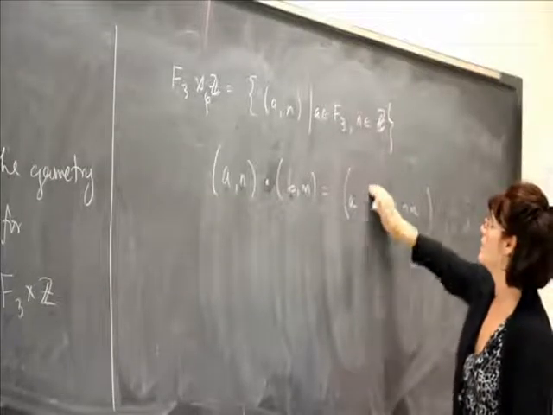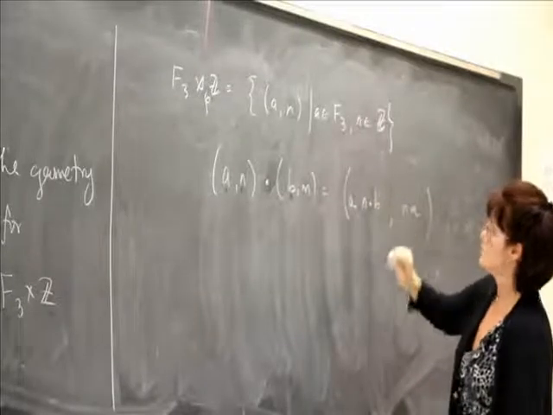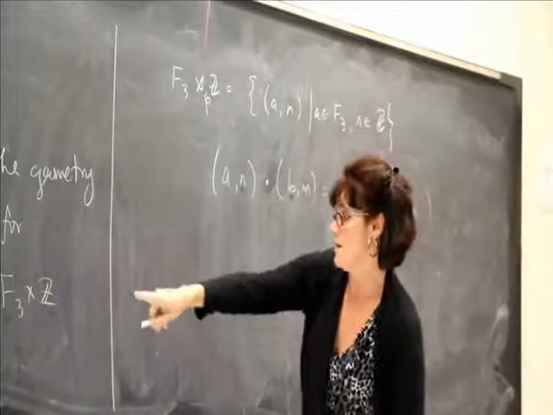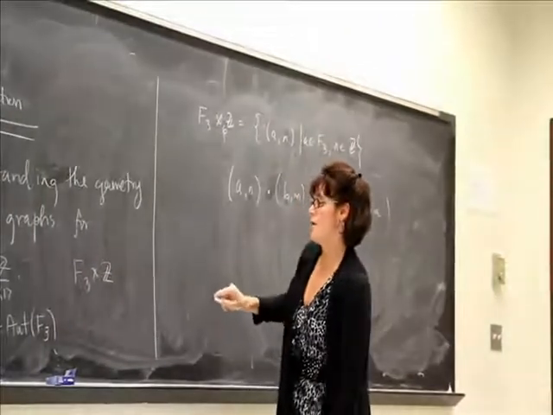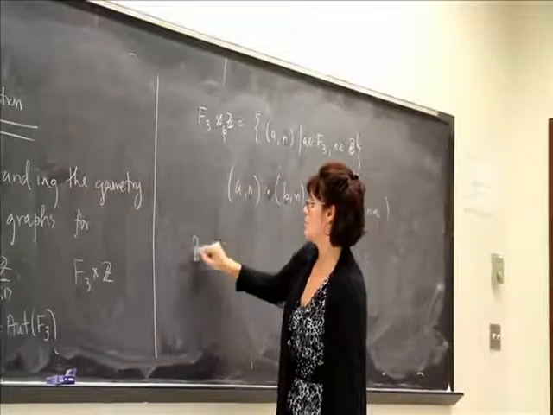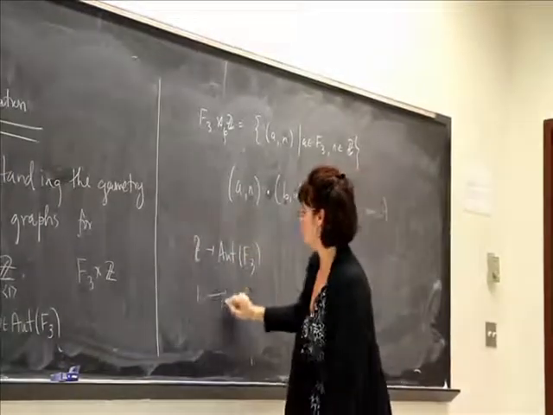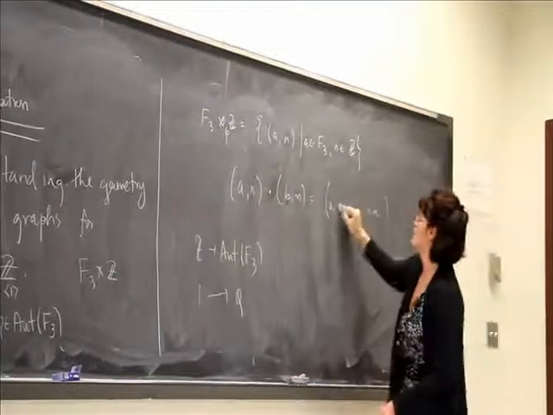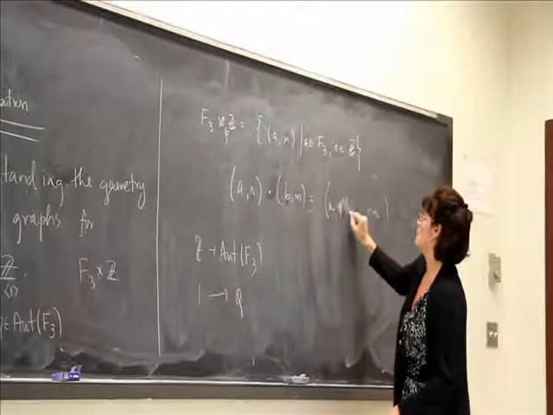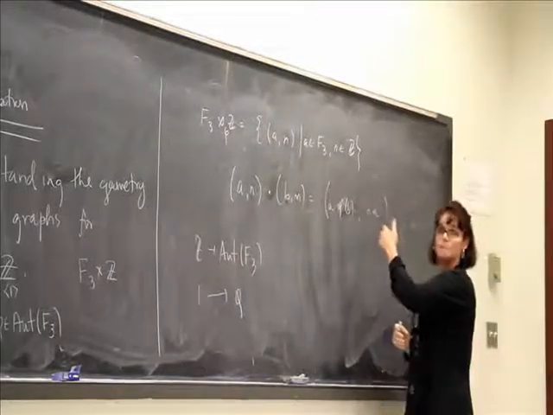Wait, I did something wrong here. I really want N to act on B. So what do I mean by that? What I mean is that I have a generator 1 here, and I want a homomorphism of Z into the automorphism group of F3, where 1 goes to phi. Right? That's what I want. So for N to act on that, I really need phi raised to the N applied to B. Good. All right, so here's a new product.